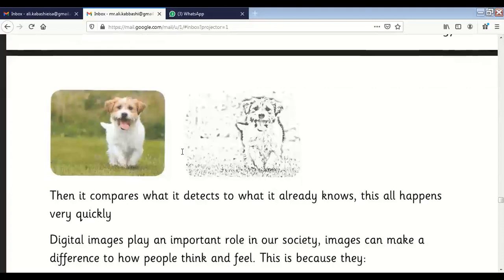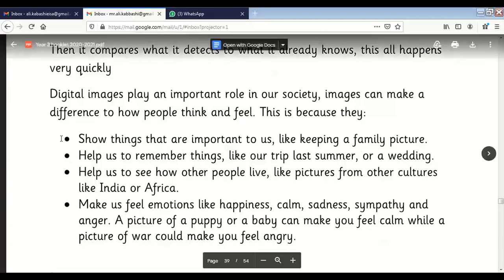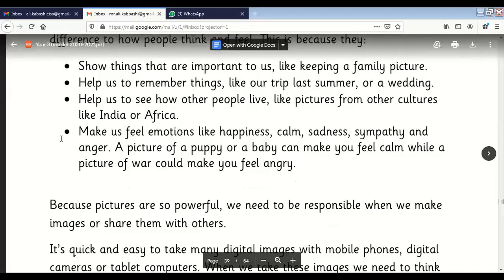All right. So what is the importance of digital images for us in our society? Number one, they show things that are important to us, like keeping a family picture. Number two, they help us to remember things like our trip last summer or a wedding. Number three, they help us to see how other people live, like pictures from other cultures like India or Africa or anywhere. It also makes us feel emotions like happiness, calm, sadness, sympathy, and anger, and so many emotions.